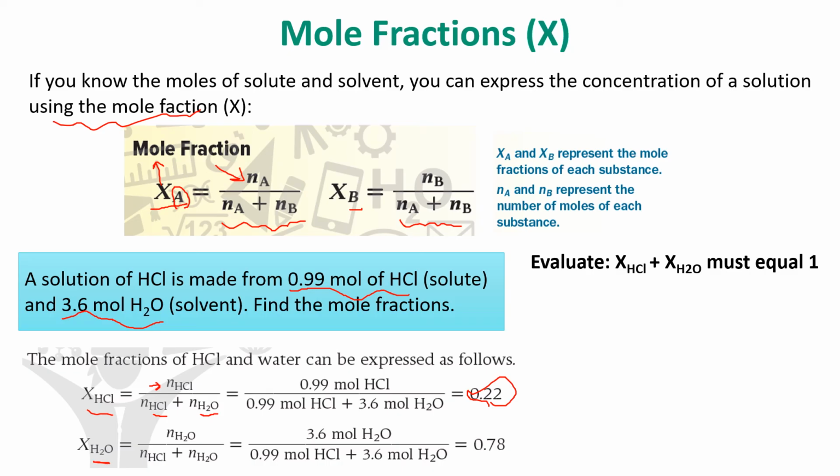And if we do the same for water, we will get 0.78. If you add both, you will find that it results in 1. So that means that 0.22 of the moles are for HCl and 0.78 of the moles are for water.